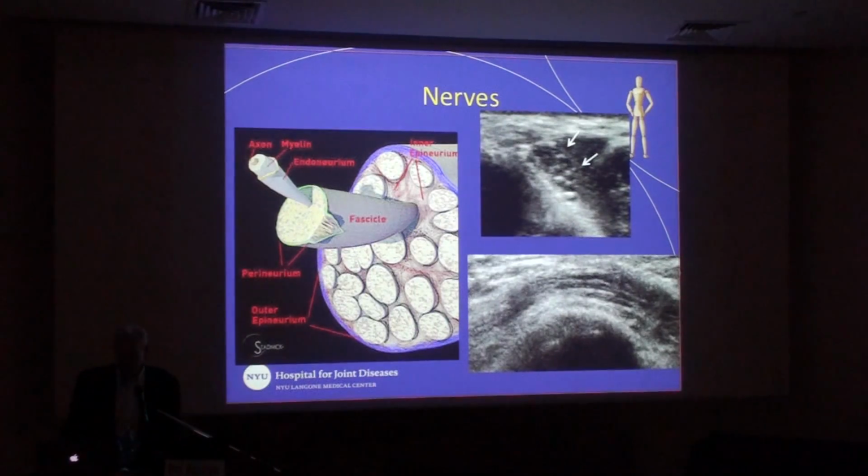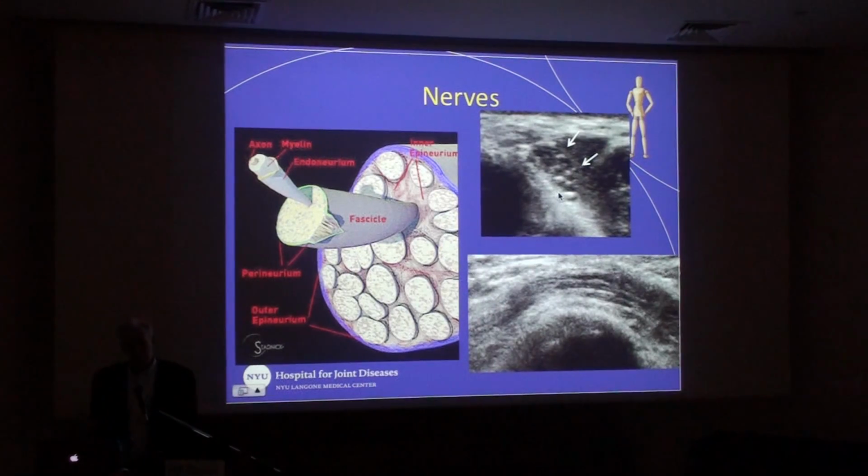Now, nerves have a characteristic appearance on ultrasound as well. When we look at them in cross-section, as in this ulnar nerve over here, I like to think of them as a cluster of grapes. You see the hypoechoic nerve fascicle surrounded by epineurial connective tissue, which appears as a little echogenic halo around each nerve fascicle, and those are surrounded by the outer epineurium.